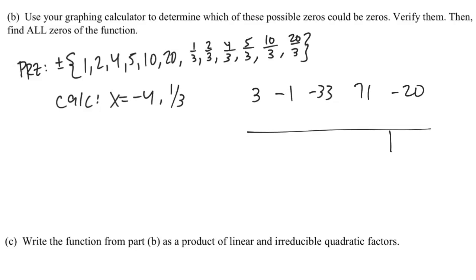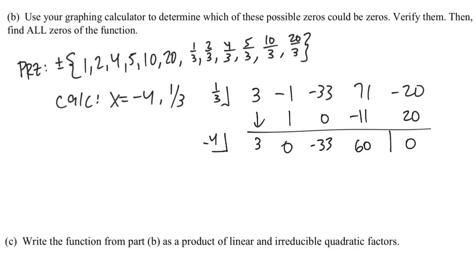And it doesn't matter which of them you divide by first, so I'll just do the fraction first and drop down my 3, and so that's going to be 3 times 1/3, which is 1, plus -1 is 0, times 1/3 is 0, plus -33 is -33. -33 times 1/3 is -11. That's going to give me 60, and 60 times 1/3 is 20, which gives me a remainder of 0.